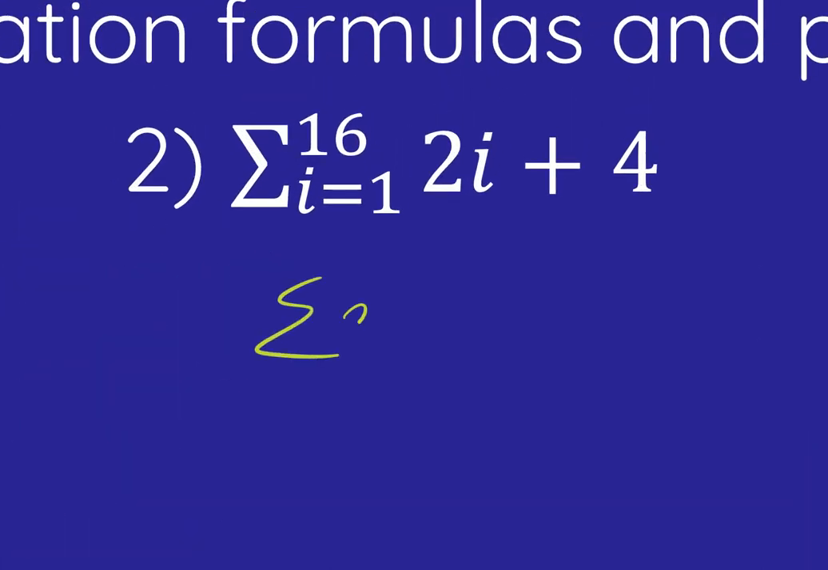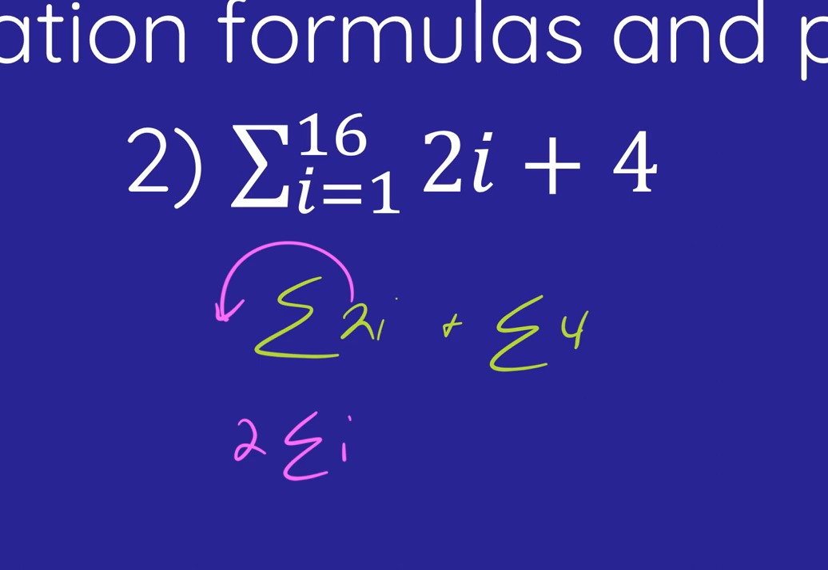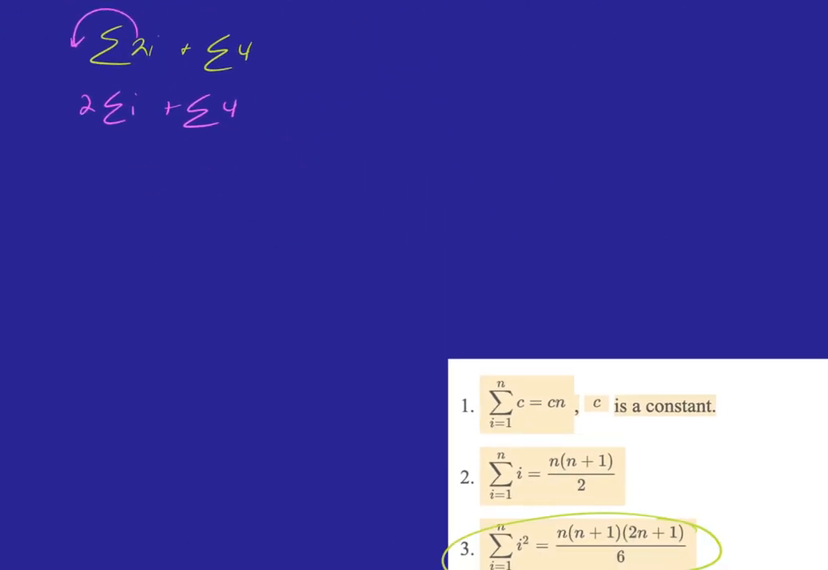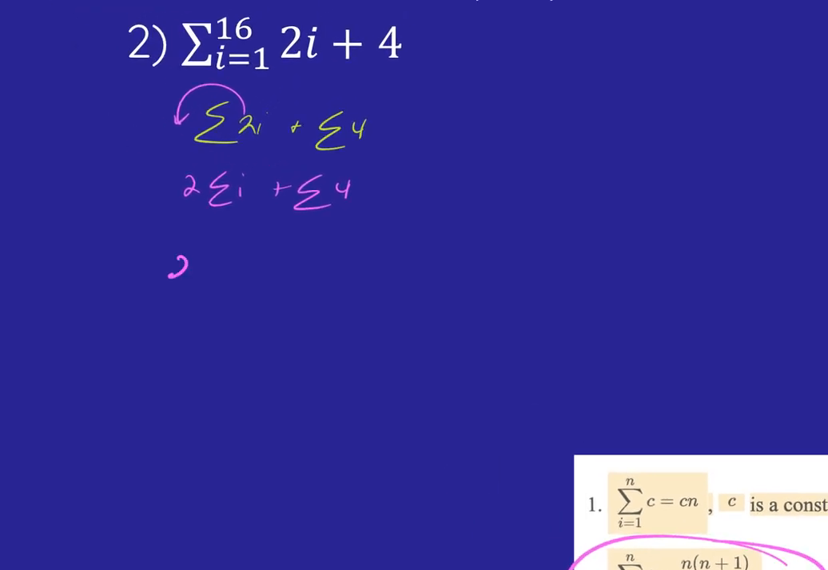All right, number 2, again, we're going to separate at the plus or minus. So this would be the summation of 2i plus the summation of 4. The 2 gets bumped to the front. So 2 times the summation of i plus the summation of 4. i is, nope, not that one, sorry. i is n times n plus 1 over 2.